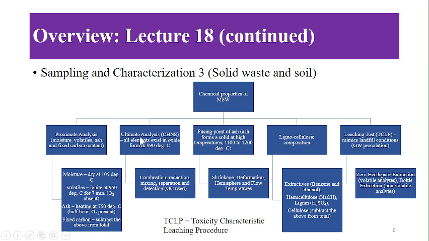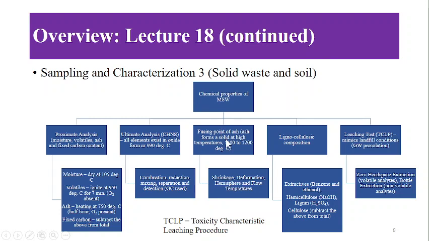So, ultimate analysis is CHNS analysis. It is based on the principle that all elements exist in oxide form at about 950 degrees Celsius. The procedure is such that first the combustion takes place, then the reduction takes place, then the mixing and separation, and then finally the detection. The reason reduction takes place is because NO2 is also present, but we need N2. So, to reduce NO2, we use the reduction part.